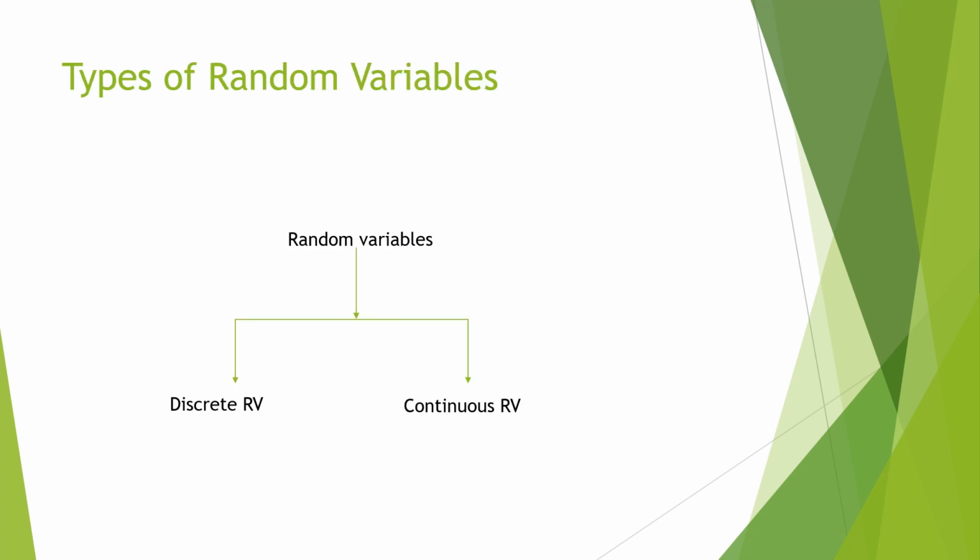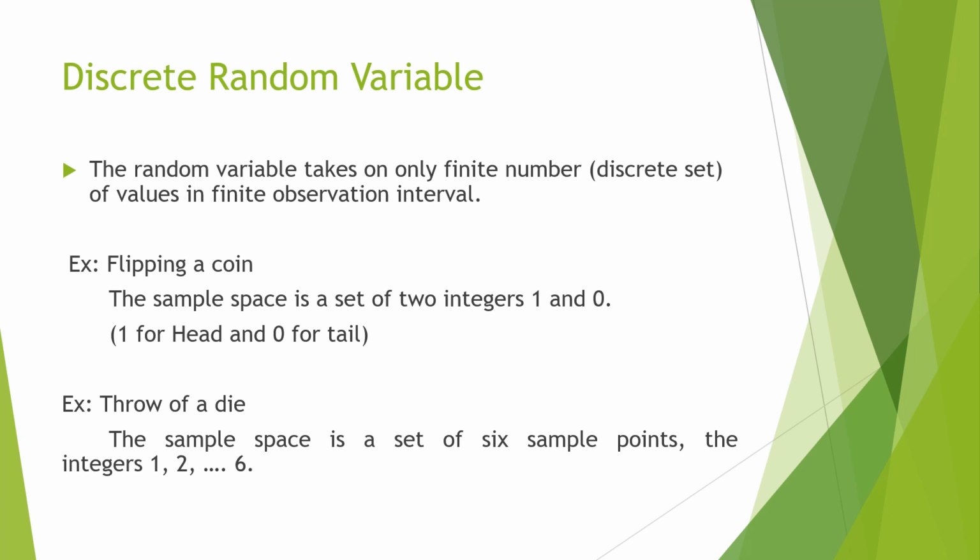Random variables are broadly classified into two types. They are discrete random variable and continuous random variable. We'll take them one by one. We consider the discrete random variable. We know what discrete is. Discrete means a finite number of values. If the random variable takes on only a finite number of values, then that random variable is known as a discrete random variable. Here we consider two examples.